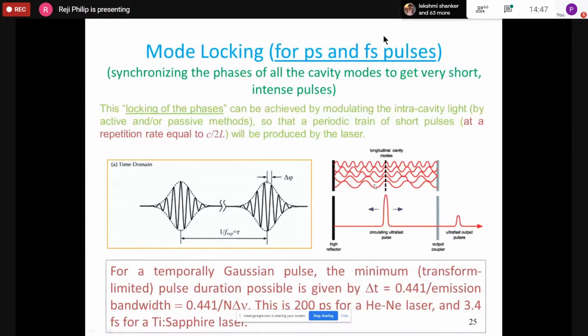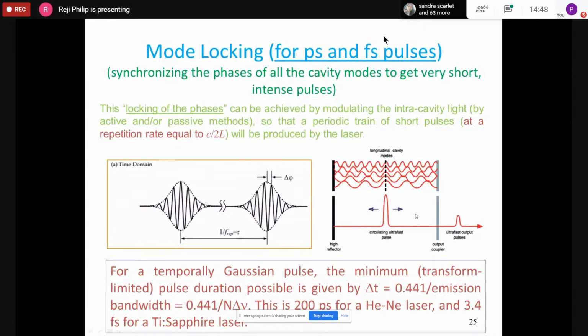These are those adjacent frequencies. If this is the optical cavity, you can see this is one wave, this is another, this is another, this is another. So five different waves are shown here, and each of them has a different frequency. And those frequencies are separated by c/2L.